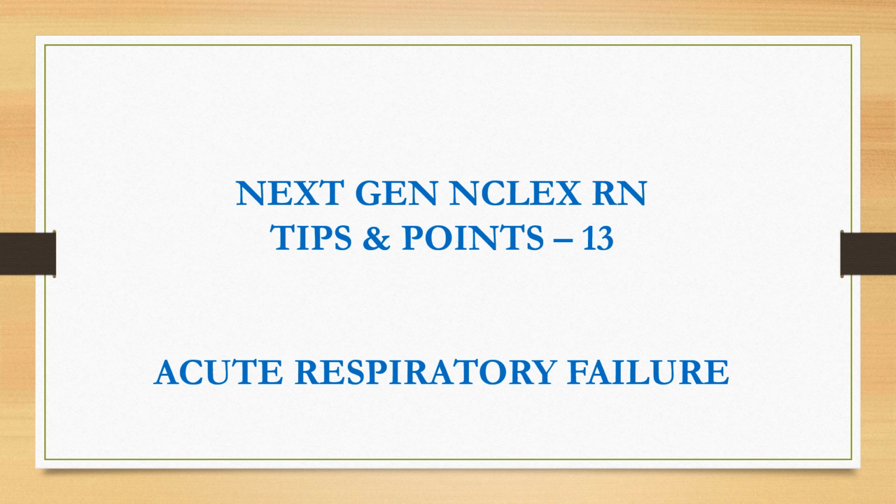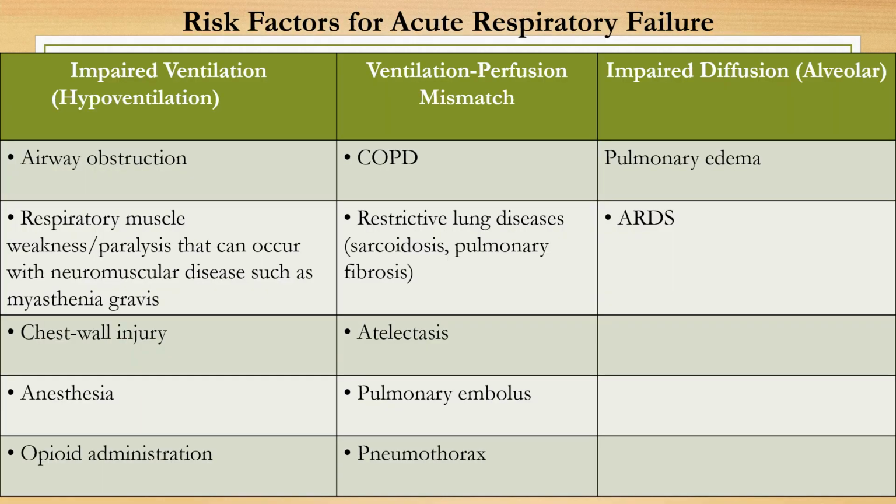This is a NCLEX tips and points video on acute respiratory failure. We need to know about various risk factors for acute respiratory failure. There are mainly three classifications, which includes impaired ventilation or hypoventilation. The next is ventilation perfusion mismatch, and the third one is impaired diffusion, or it is the alveolar type.